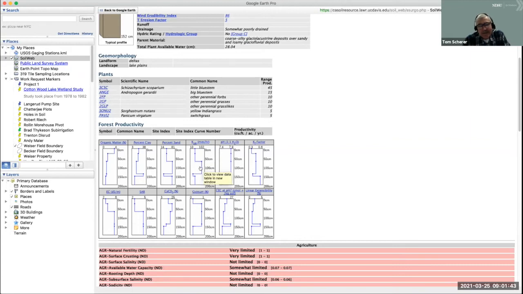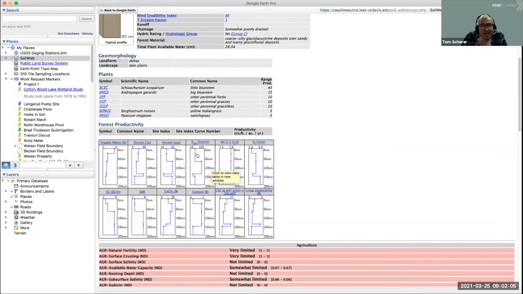So this is where you might be interested in looking at the percent sand content, which goes way up, and the clay content, which goes way down. So if you're putting a tile in at 3 feet, which is about 100 centimeters, you probably have to have sock in this part of the field.